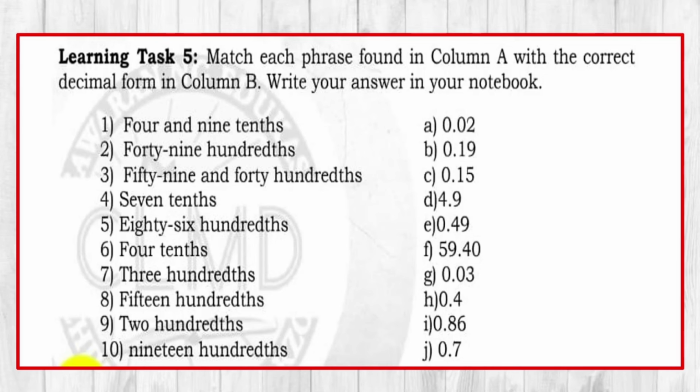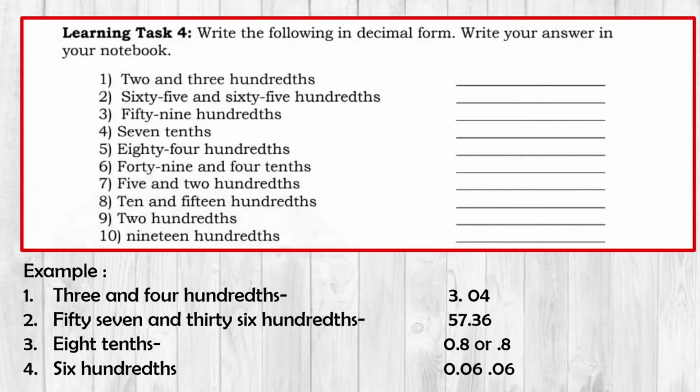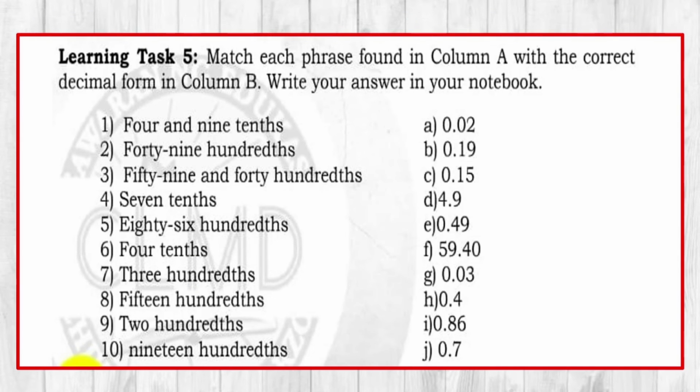Learning Task 5. Match each phrase found in column A with the correct decimal form in column B. Write your answer in your notebook. Itong Learning Task 5, pareho sila ng Learning Task 4. Dito sa Learning Task 5, may pagpipilian ka. Ganun lang po ang gagawin tulad sa Learning Task 4. Try natin tong 4 and 9/10. Anong letter kaya ang sagot? Ibig sabihin 4, whole number siya. May "and", so 4.9. So, the answer is letter D in number 1. Napakadali.